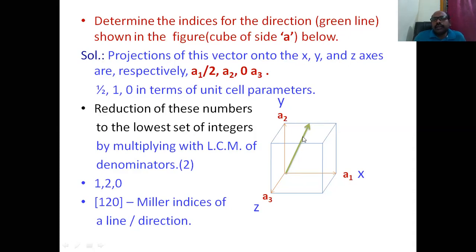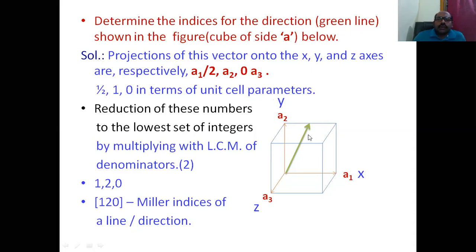The Miller indices exist for a site, that is a point, and also for a line, that is a direction, and also for a plane. We have studied the basics of all these in previous classes, and I will provide you the link. Now we are seeing how to find the Miller indices for a line and a plane. So this is a case of a line.